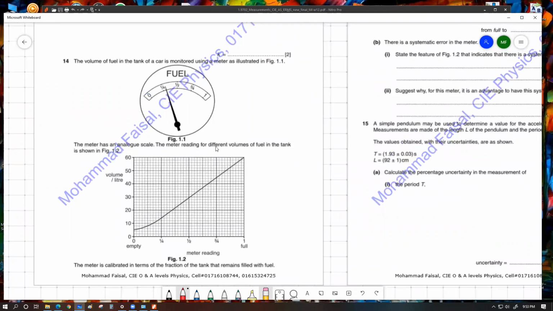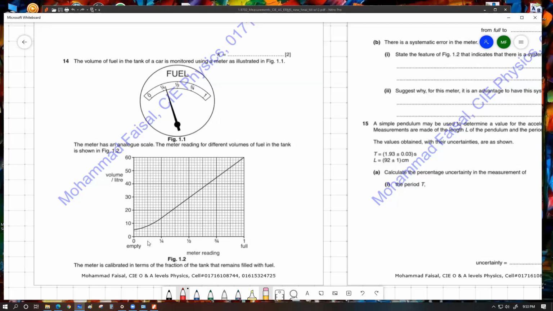Let's have a look at problem question number 14. The volume of fuel in a tank of a car is monitored using a meter as illustrated in figure 1.1. You can see on this scale, this actually shows not the volume in terms of how many liters you have left. This actually measures how much fraction of the fuel tank is filled up. 1, 3/4, half, and quarter, and then 0. So this scale is uniformly calibrated. We have nearly equal angle between all the equal fractions of the fuel tank. The meter has an analog scale. The meter reading for different volumes of fuel in the tank is shown in figure 1.2.